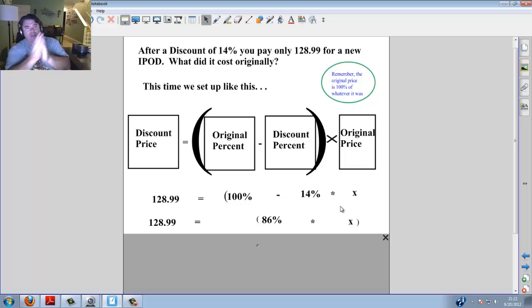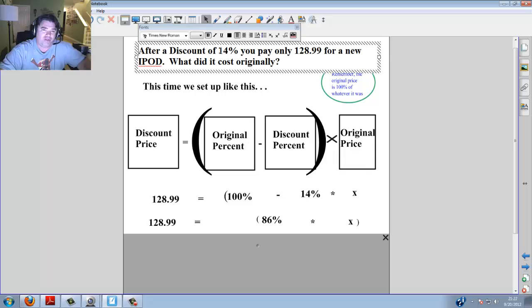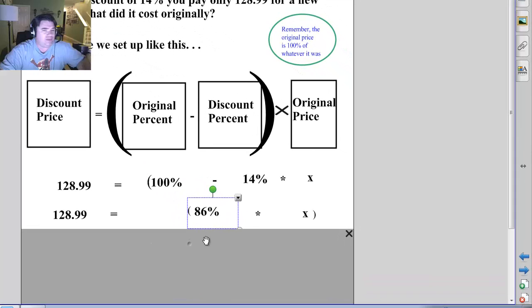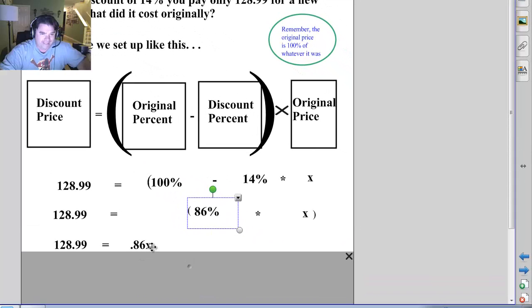Now understand, that loaf of bread I was talking about, that 100% loaf, well, it's 100%, but what does that 100% stand for? In this case, the original price was 100% times the original price, but then I cut into that original percent. So I had 100%, I got 14% off as it says here. 100 minus 14 equals 86. Easy way to solve it, just make it 0.86. So the discount price is 128.99, which is 0.86 of the original.